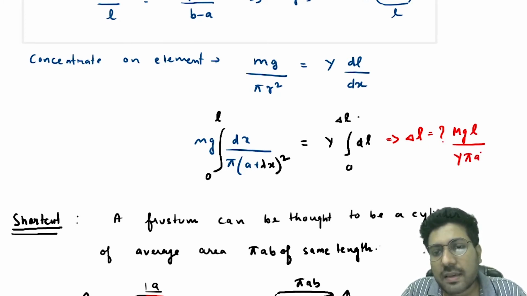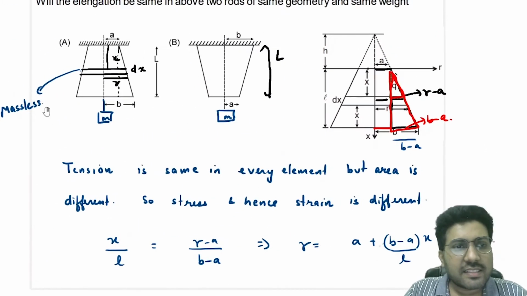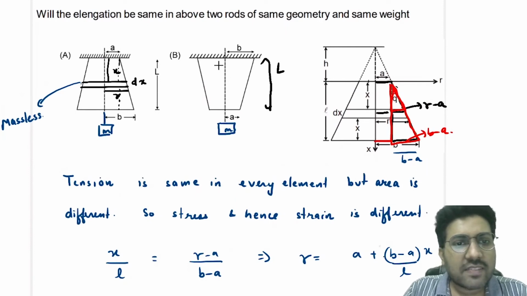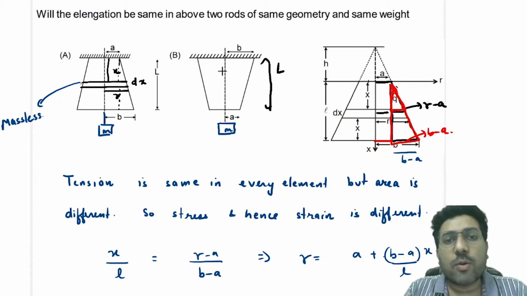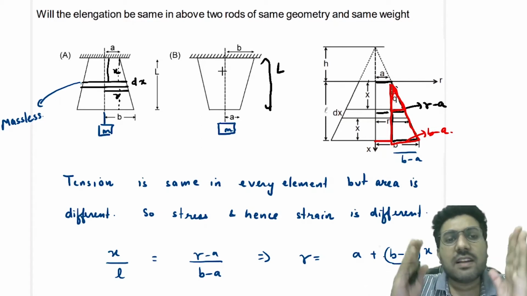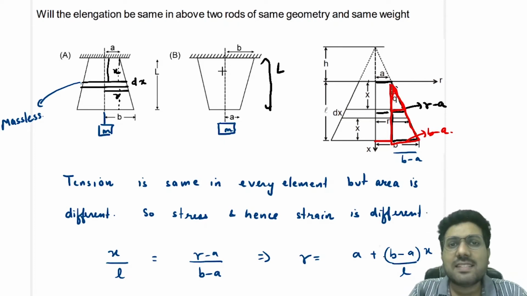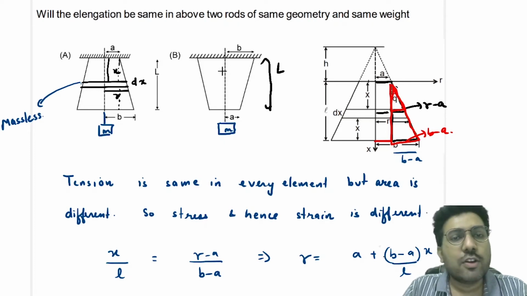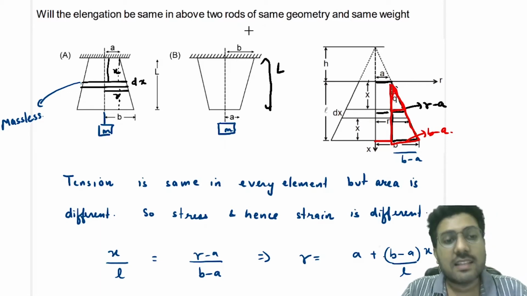Now let us look at this second case. In this case, what they have done is the lower end is shifted upwards, right? But still the shortcut will hold. That means you can treat this frustum as a cylinder of average area pi AB. So that means the elongation will come out to be same. So the question was, will the elongation be same in the above two rods of same geometry and same weight? Yes, the elongation will be same.